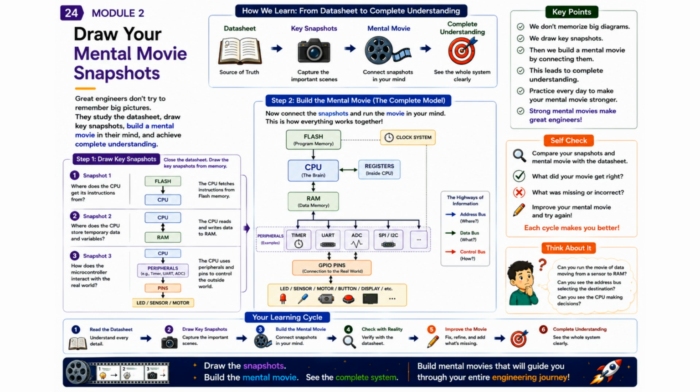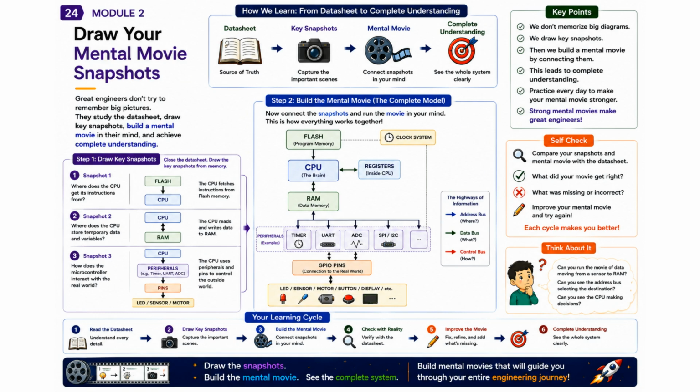The third question is, how does the microcontroller interact with the outside world? The answer is through peripherals and GPIO pins. Timers, UART, ADC, and other modules work together with the pins to control sensors, motors, displays, and many other devices. That is our third snapshot.